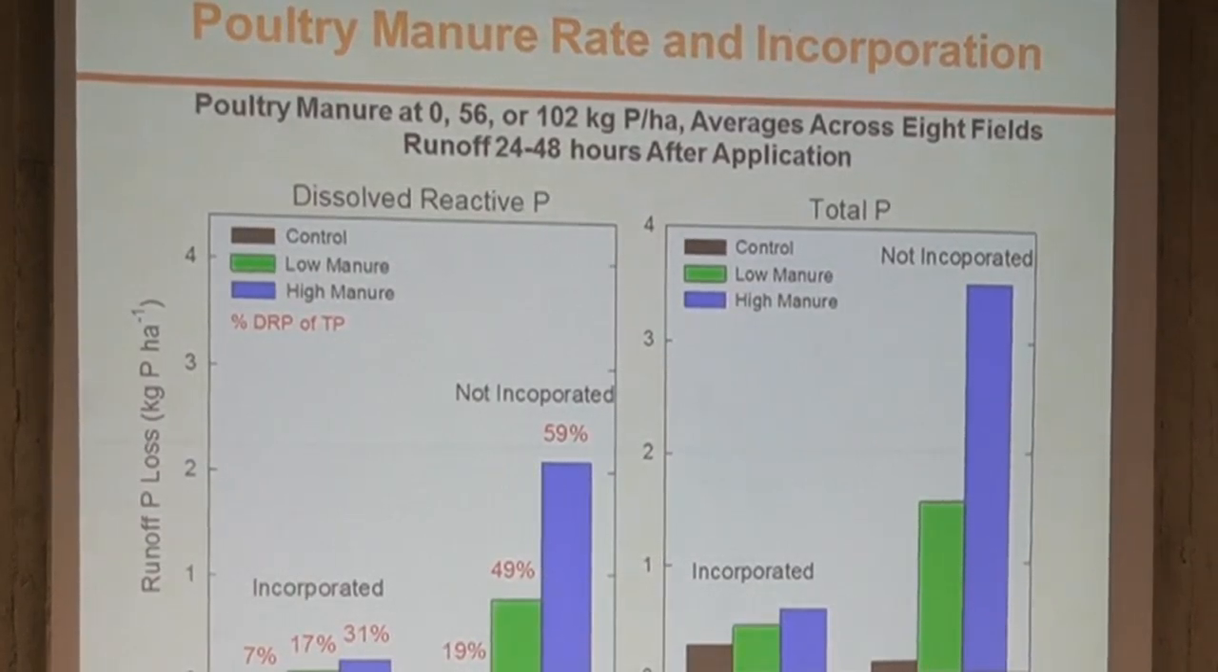Another point to say: apply the phosphorus that is needed for crops, but don't try to build up faster than you need. It's not good for economics, it's not good for water quality.